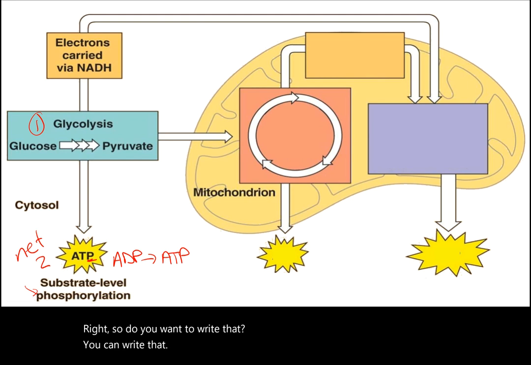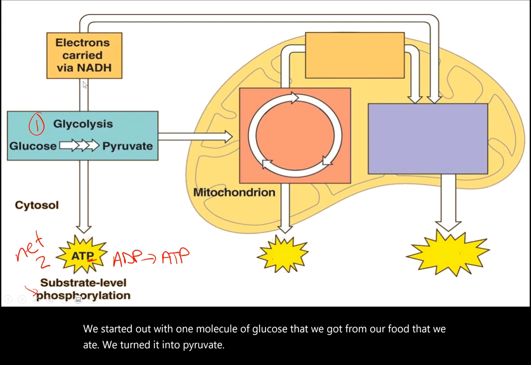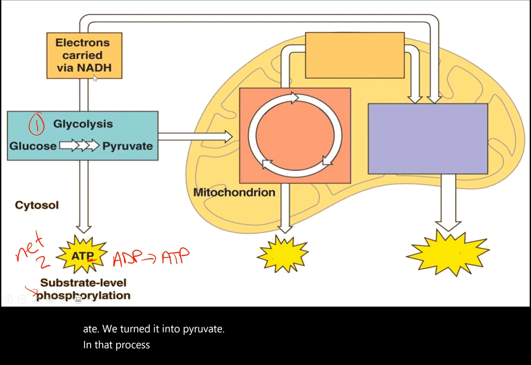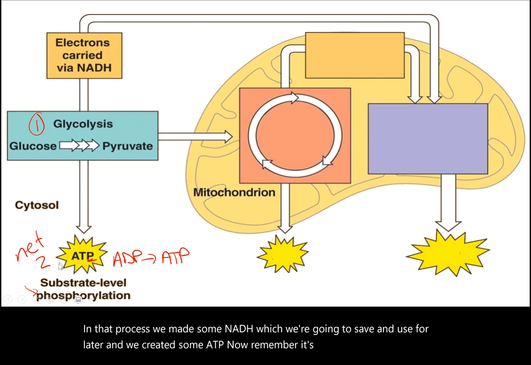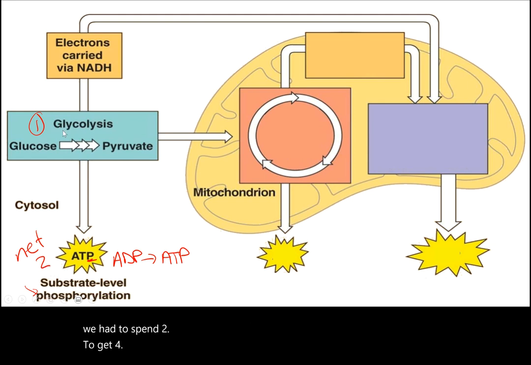Okay, so we started out with 1 molecule of glucose that we got from our food that we ate. We turned it into pyruvate. In that process, we made some NADH, which we're going to save and use for later. And we created some ATP. Now remember, it's a net of 2 ATP because we had to spend 2 to get 4. This is the same process that happens in both aerobic and anaerobic respiration. It's after this step that things get different.